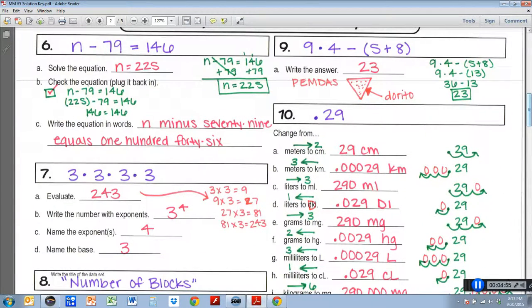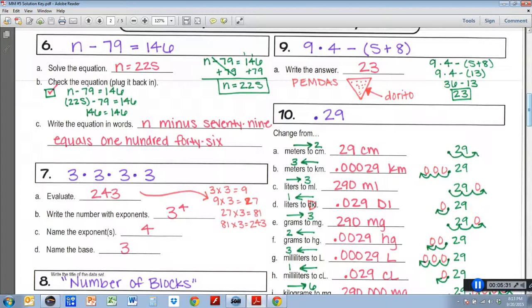Let's go back to number 9. We're given 9 times 4 minus, open parentheses, 5 plus 8, close parentheses. So first we're going to solve, and a lot of you have hopefully written PEMDAS. That is your reminder. Also, we want to use that Dorito method. We want our work to be in the shape of an upside down triangle, like you see in green here. So all of this work should be on your paper. If it's not, you need to write it down now with your red pen so that you can get credit.